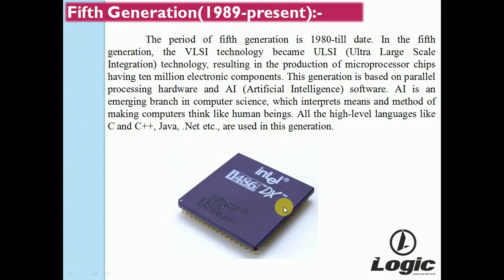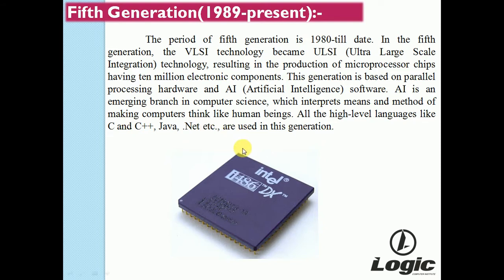Then see the last generation, fifth generation. The period of fifth generation is 1989 to present. In the fifth generation, the VLSI technology became ULSI, that is ultra large scale integration technology, resulting in the production of microprocessor chips having 10 million electronic components.